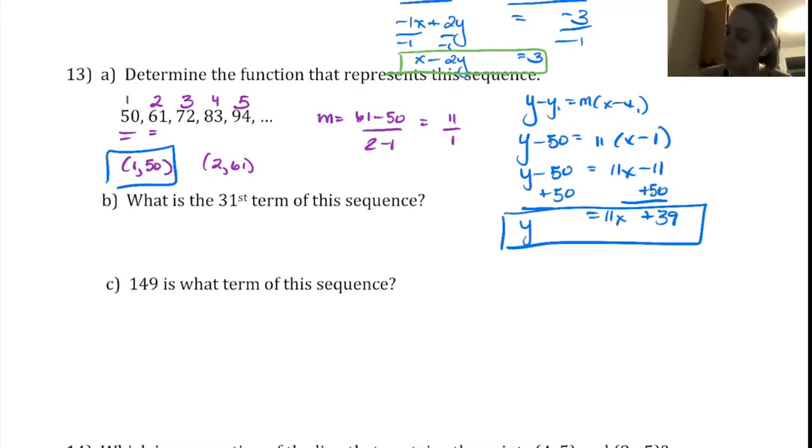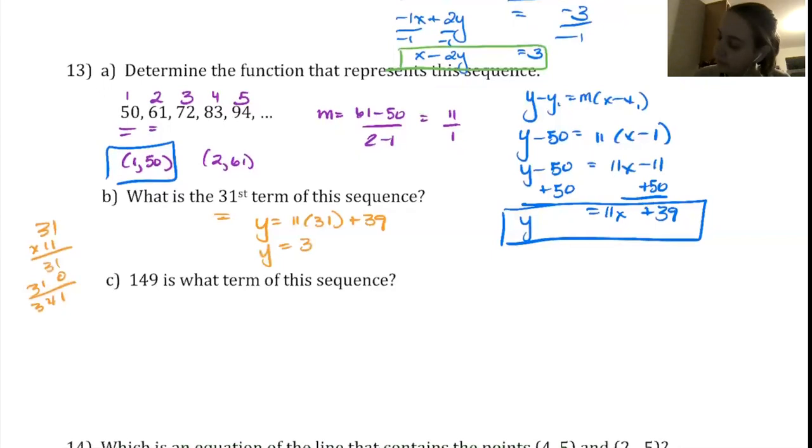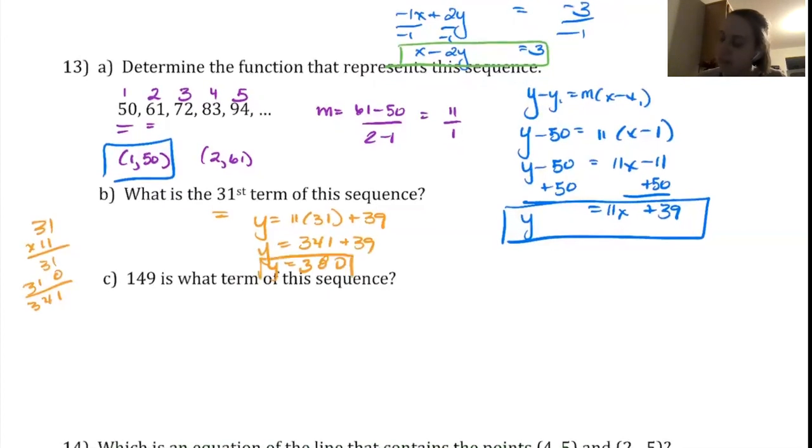In order to find the 31st term, you put that in for your x. So y equals 11 times 31 plus 39. Now, I don't have a calculator with me, so 31 times 11. It's been a while since we've seen that, huh? 341 plus 39. Y equals 380. There we go. That is the 31st term, 380.